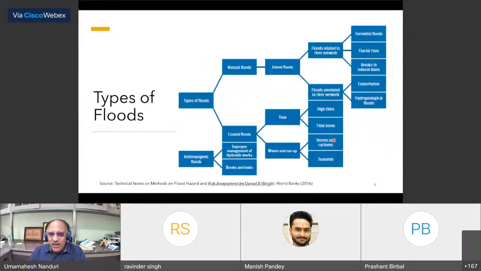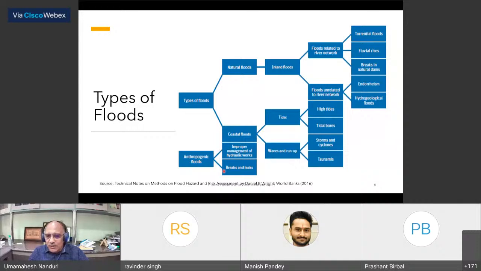If you try to classify the types of floods, we classify them into different categories. One is coastal floods, which are caused by tidal waves, high tides, or tidal bores, and so on. But as far as this particular course is concerned, we are talking about natural floods occurring in rivers, which are caused by heavy rainfall and torrential floods or fluvial rises, and dam break analysis is also one of the topics that we cover in this course. So these are the three types of floods that we are talking about.